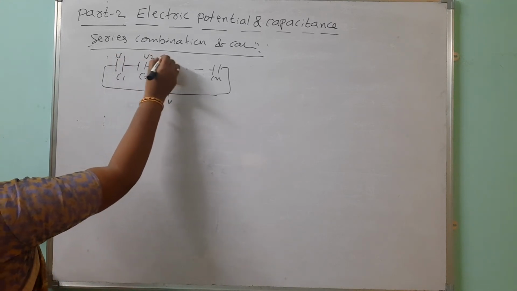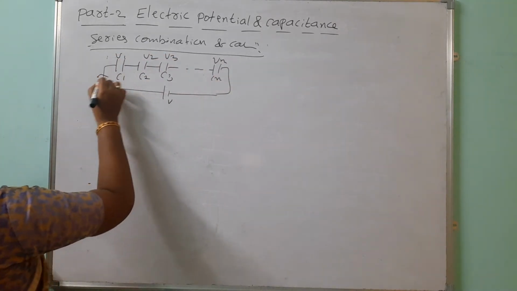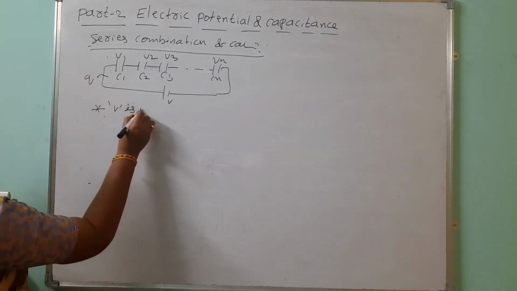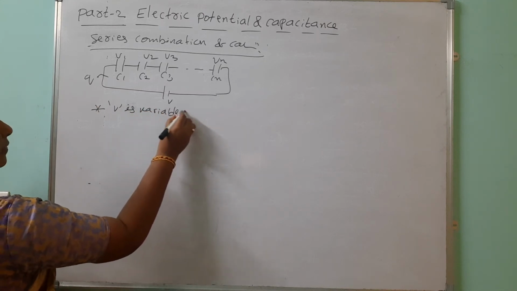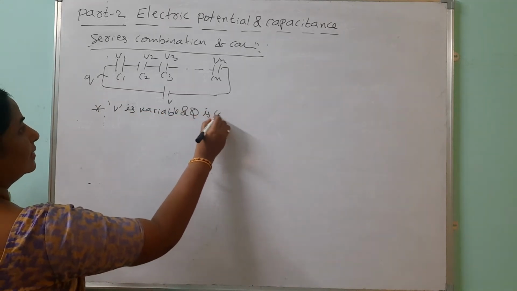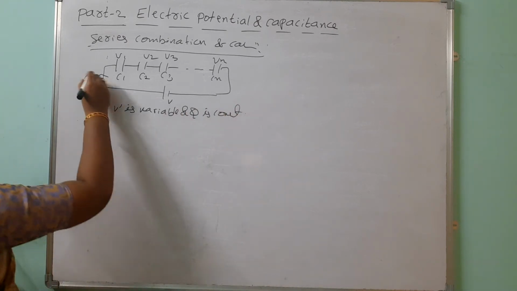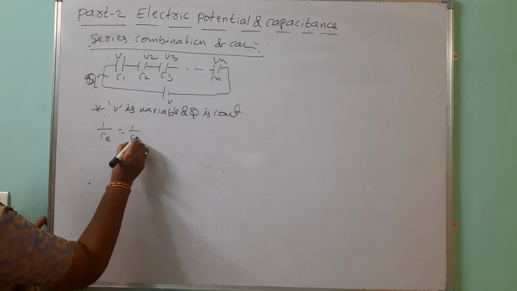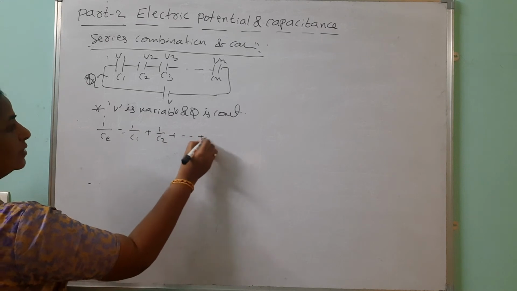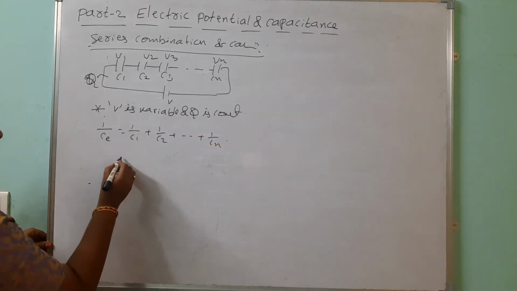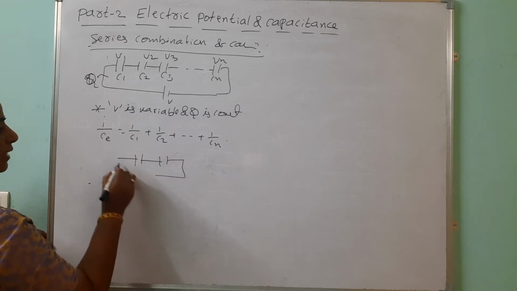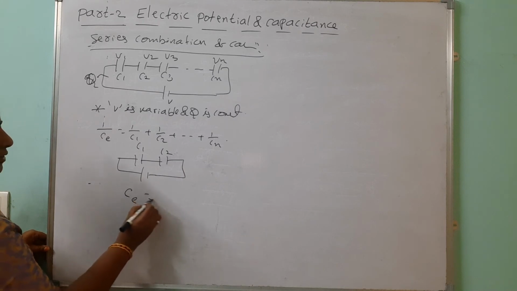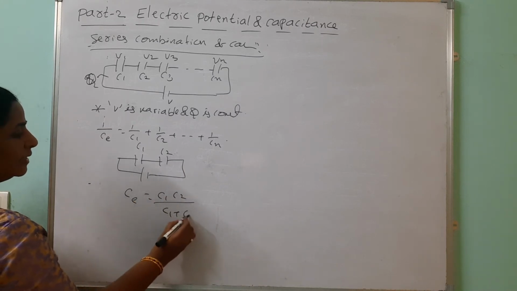Here the potential is variable, but which is constant? Charge is constant. You must remember that V is variable and Q is constant. You can take capital Q or small q, your wish. But the equivalent capacitance we can take as 1 by C1 plus 1 by C2 plus and so on, 1 by Cn. Suppose only two are there, C1 and C2, both connected like that. Here what is the effective capacitance? Simply remember C1 C2 by C1 plus C2.